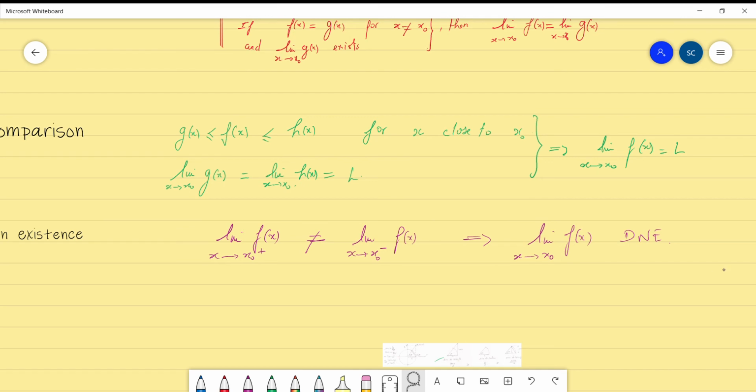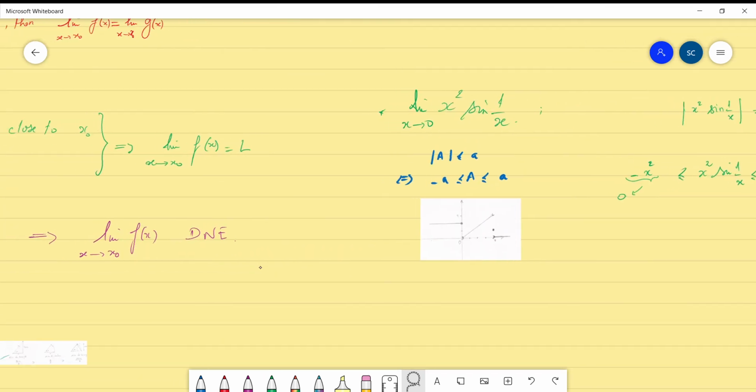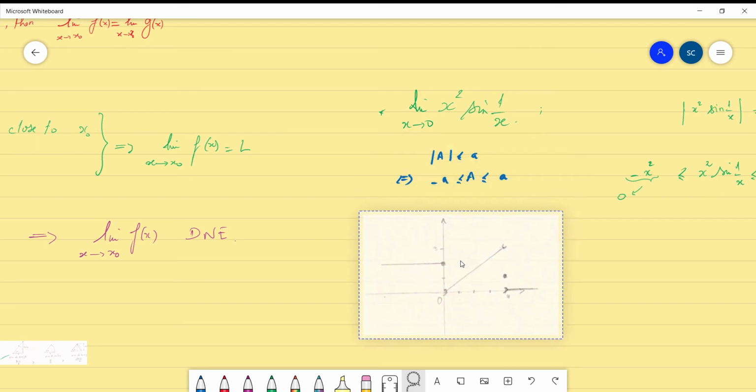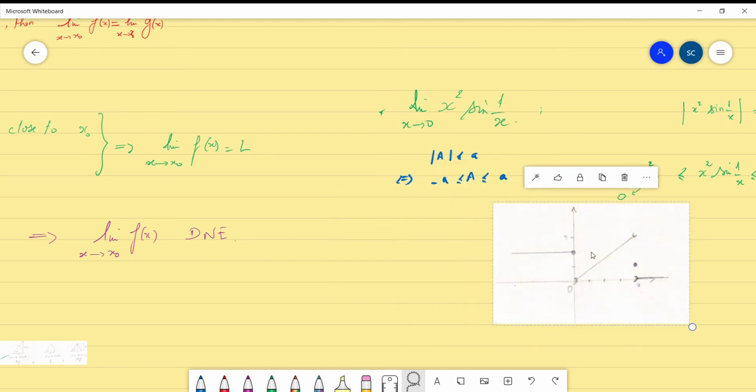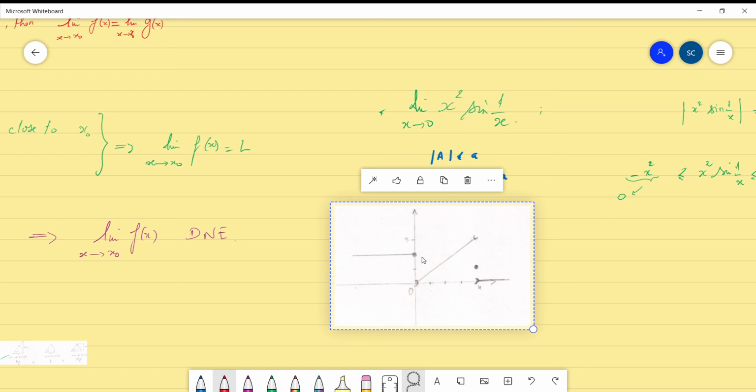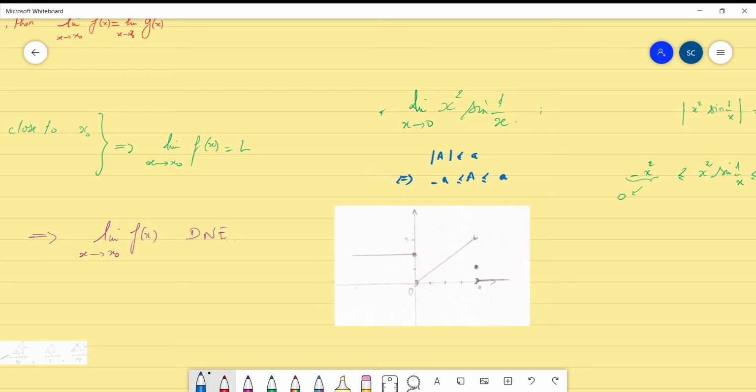Okay, so for example, a practical example here. Let's see through this diagram. Let's make it bigger here. So if you look, let's see what we can do here with this limit.